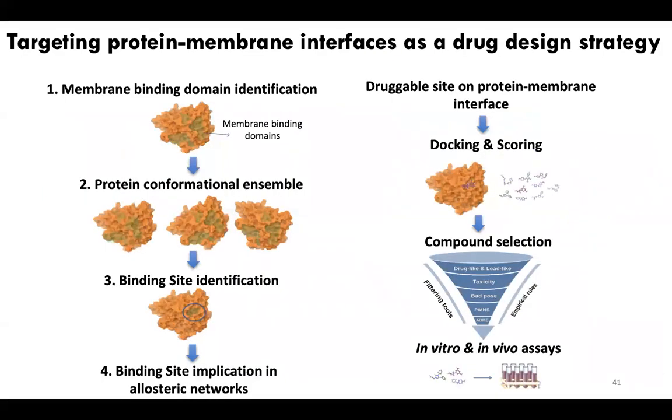So our workflow for targeting protein-membrane interfaces as a drug discovery or drug design strategy is to identify the membrane binding domain with an algorithm, and I will speak a little bit about that, generating a protein conformational ensemble, identifying binding pockets at the sites where the protein attaches to the membrane, assessing whether this binding site is implicated in allosteric networks, and then assessing if this site is druggable on this protein-membrane interface, and then performing a usual drug discovery campaign in these cavities, and of course in vitro and in vivo assays.